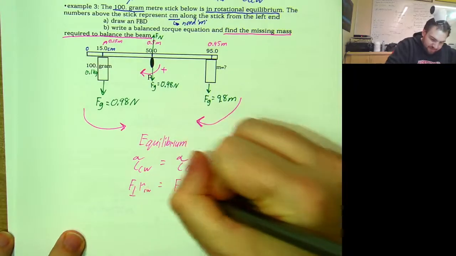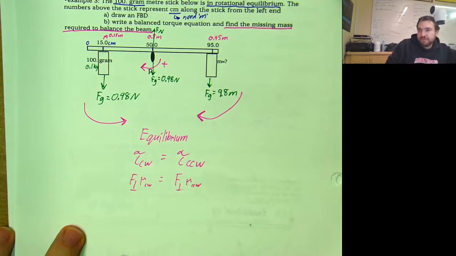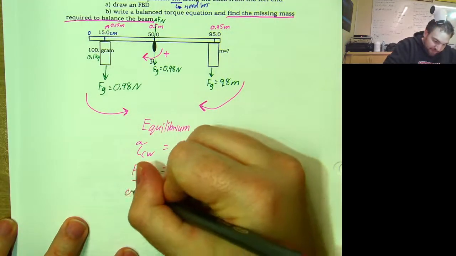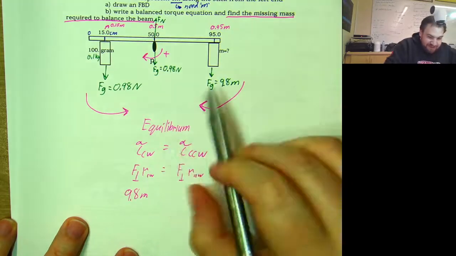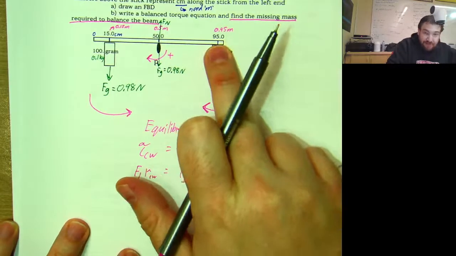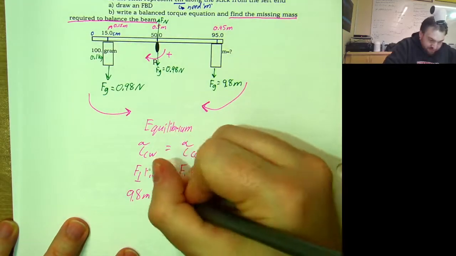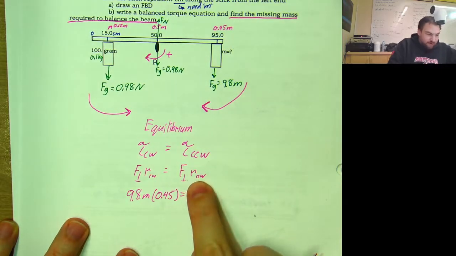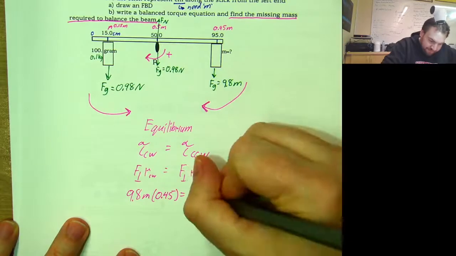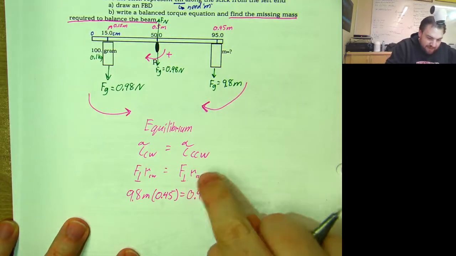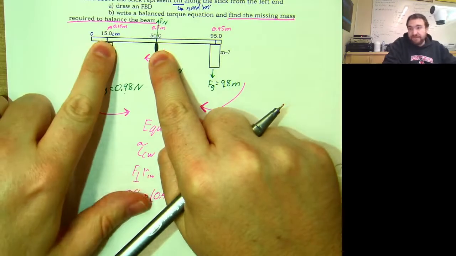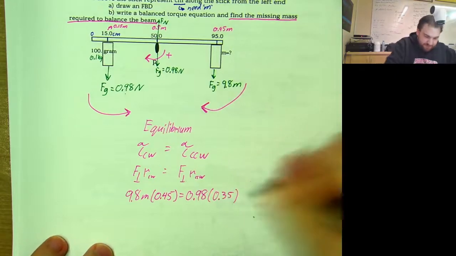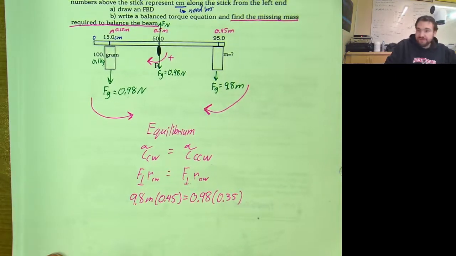We'll call this guy clockwise. We'll call this guy counterclockwise just to distinguish between the two. And now we've got to fill these in. So the clockwise is this guy here. So this is going to be 9.8 m. And now the distance to the pivot, if that's at the 50 centimeter mark and that's at the 95 centimeter mark, the distance in meters between the two is going to be 45 centimeters, so 0.45 meters. This guy here is going to be 0.98 newtons. And then the distance is, the pivot's there, we're at the 15 centimeter mark here, so this is 35 centimeters here, 0.35 meters.